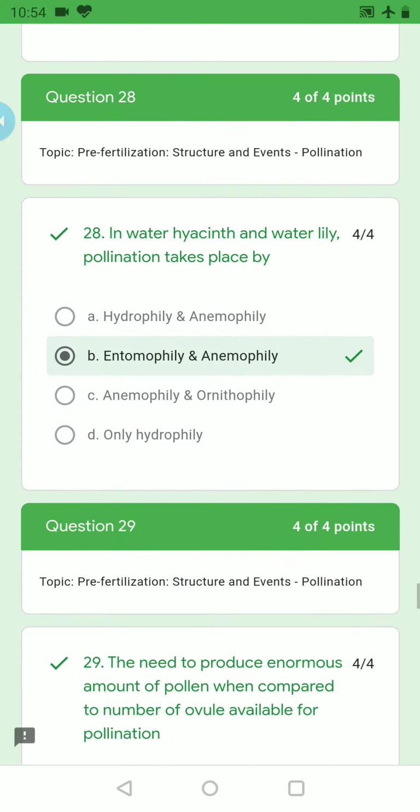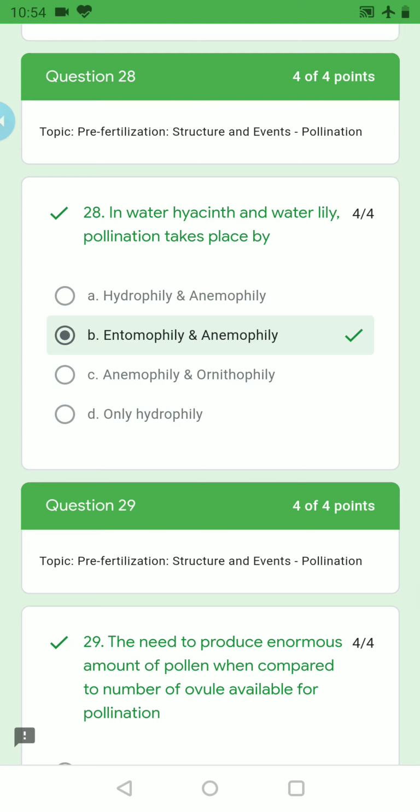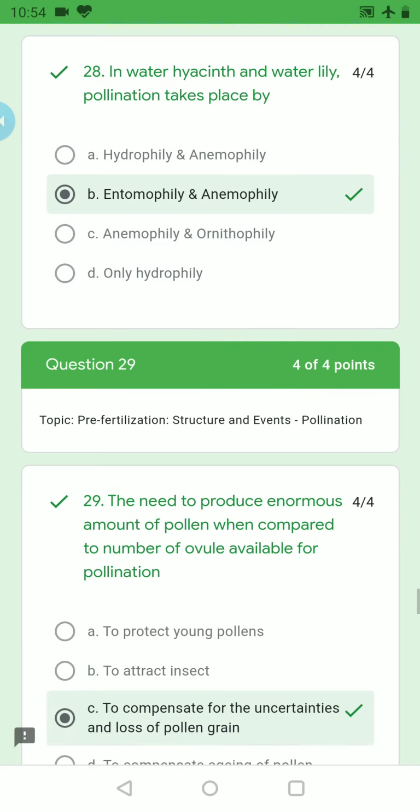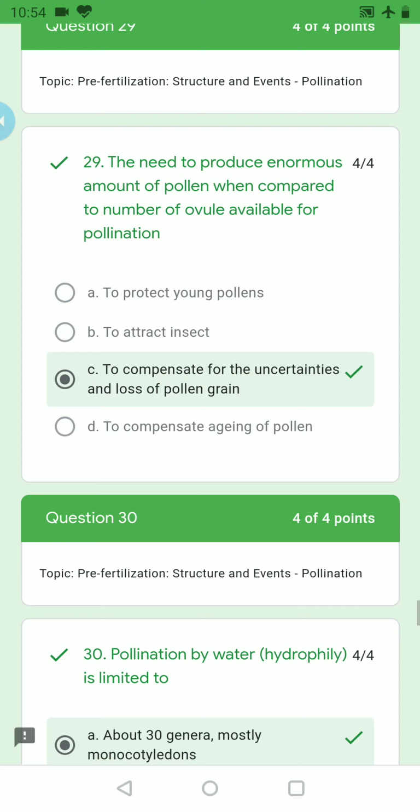The next question, 28. In water hyacinth and water lily, the pollination takes place by, yes, as I said, it is not always possible with abiotic agents. Biotic agents also perform it. That is nothing but entomophily and anemophily. Entomophily means pollination by insects. Anemophily, pollination by wind. Okay? Yeah. The next question, 29.